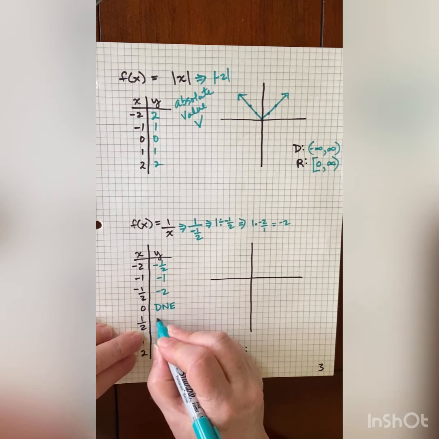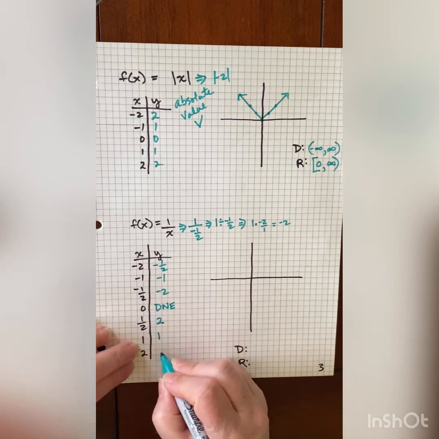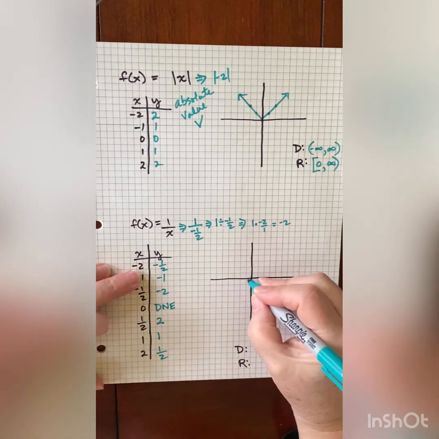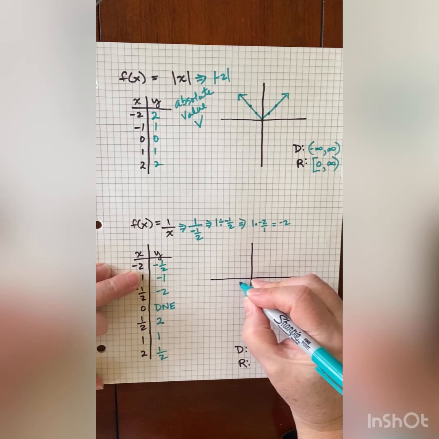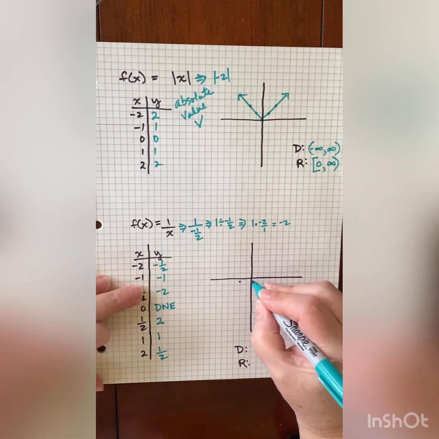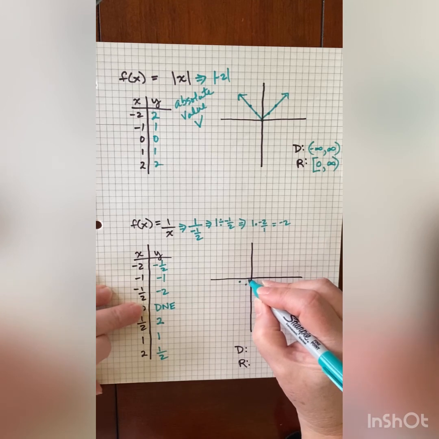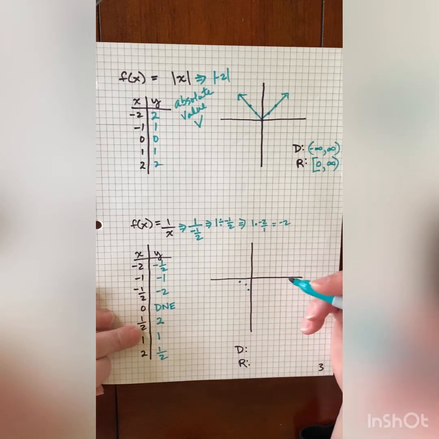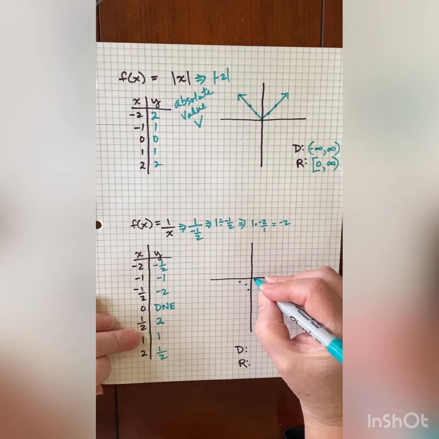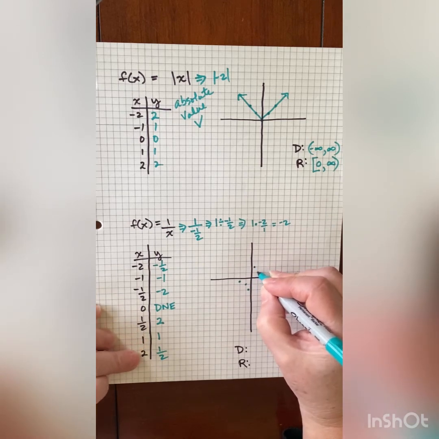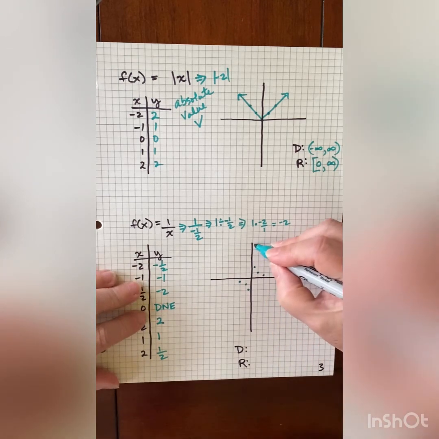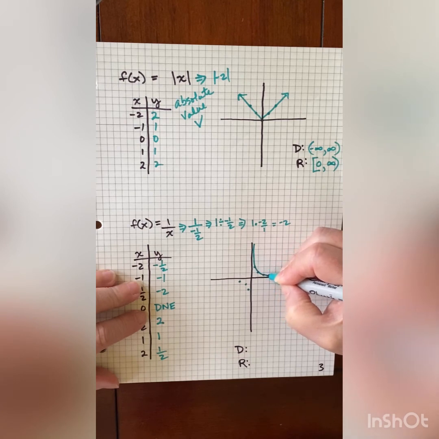This one here will give me a +2, this will give me a +1, and this will give me a 1/2. All right, let's plot these. At -2, it's going to be at -1/2. I'm just eyeballing it. -1, -1. -1/2 is at -2. So right there, 0 does not exist. I can't put that on, okay? 1/2 is at 2, 1 is at 1, 2 is at 1/2. So what we got going on here is a function that looks like this.